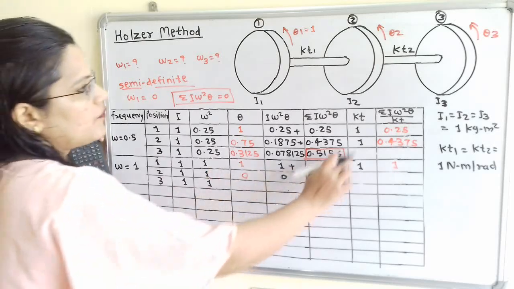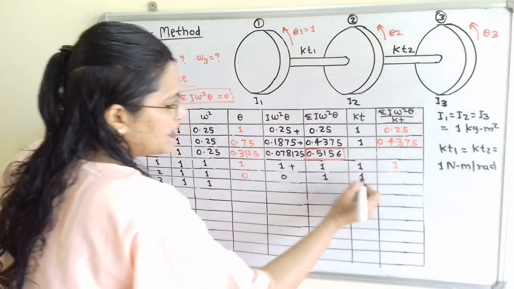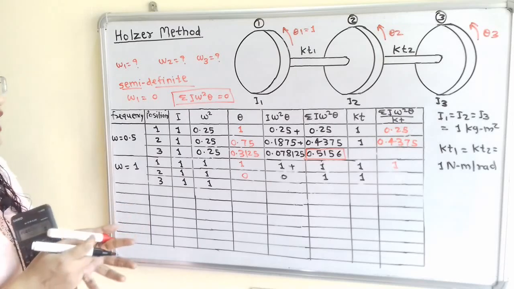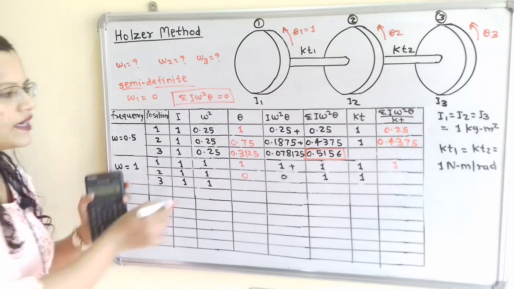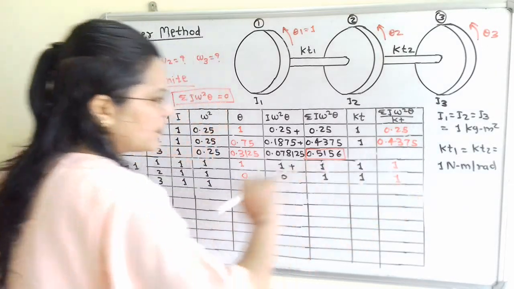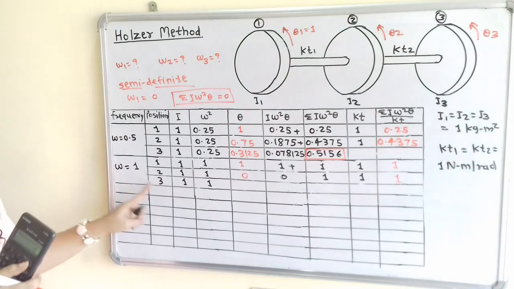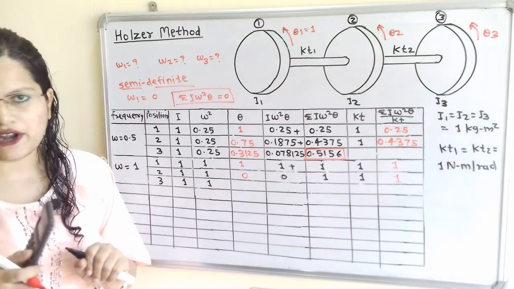Then KT. So for KT2 it is 1. So we will write here 1. And summation of I omega square theta by KT. So 1 divided by 1, that is 1. Now we will move next. So for third position, how to decide the value of theta?